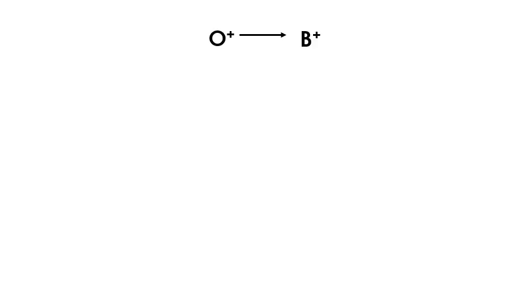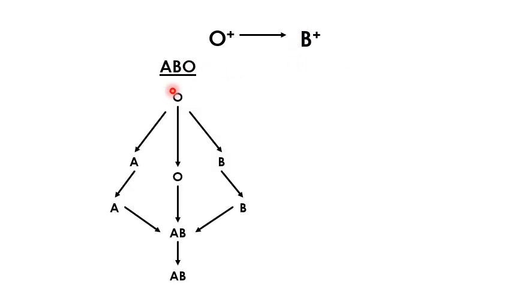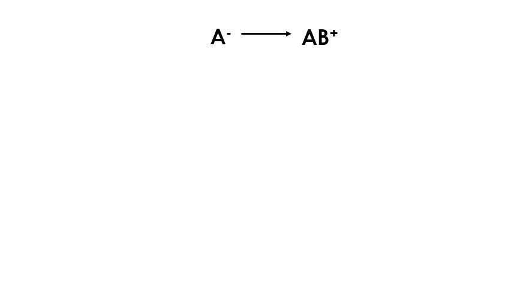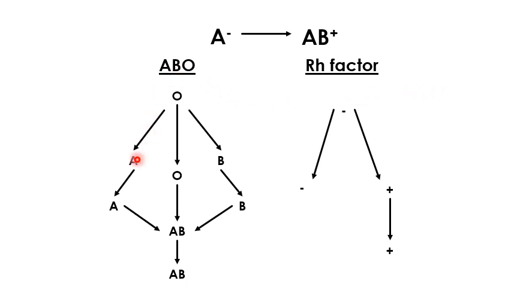In this next example, we're looking at O positive donating to B positive. If you look at the ABO system, O can donate to B, and if you look at the rhesus factor system, positive can donate to positive. So this donation would be successful. How about A negative to AB positive? Again, if you look at the ABO system, A can donate to AB, and negative can donate to positive. So again, this donation would be successful. If you remember, AB positive is the universal recipient, so it can receive blood from all different blood types.